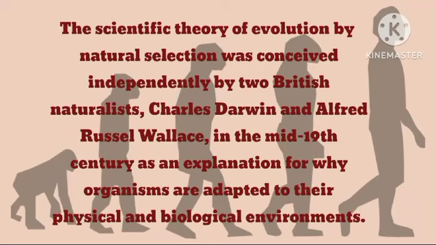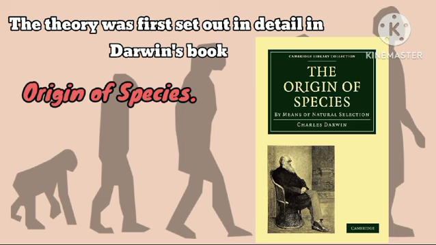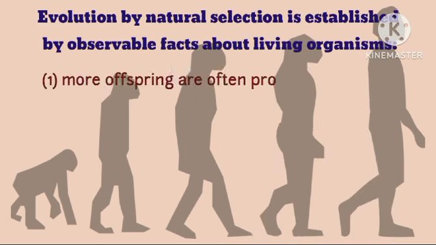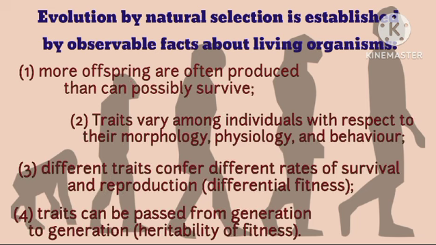The scientific theory of evolution by natural selection was conceived independently by two British naturalists, Charles Darwin and Alfred Russel Wallace, in the mid-19th century as an explanation for why organisms are adapted to their physical and biological environment. The theory was first set out in detail in Darwin's book Origin of Species. Evolution by natural selection is established by three facts about living organisms.